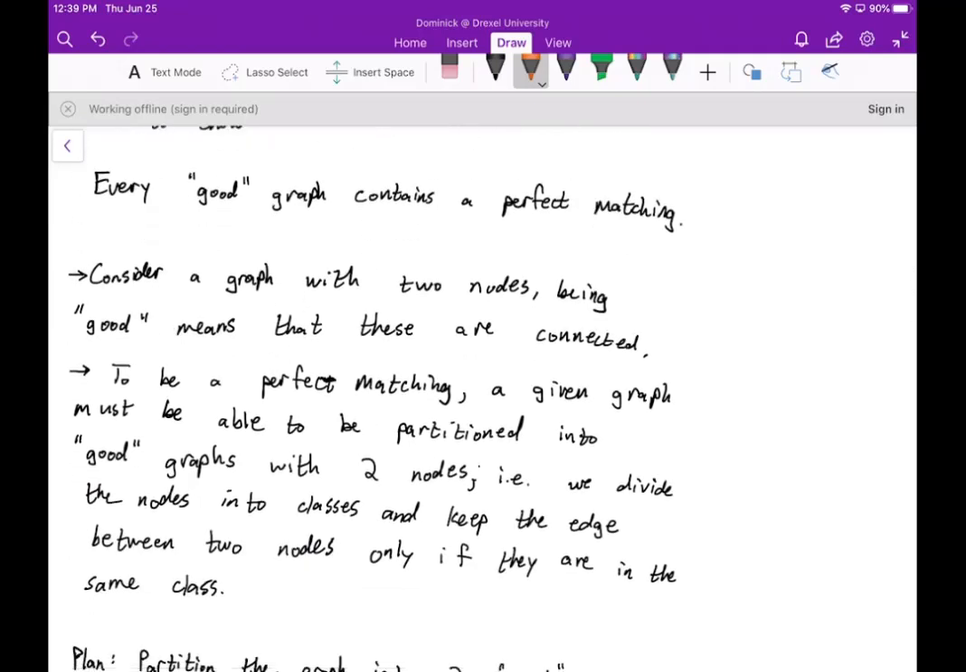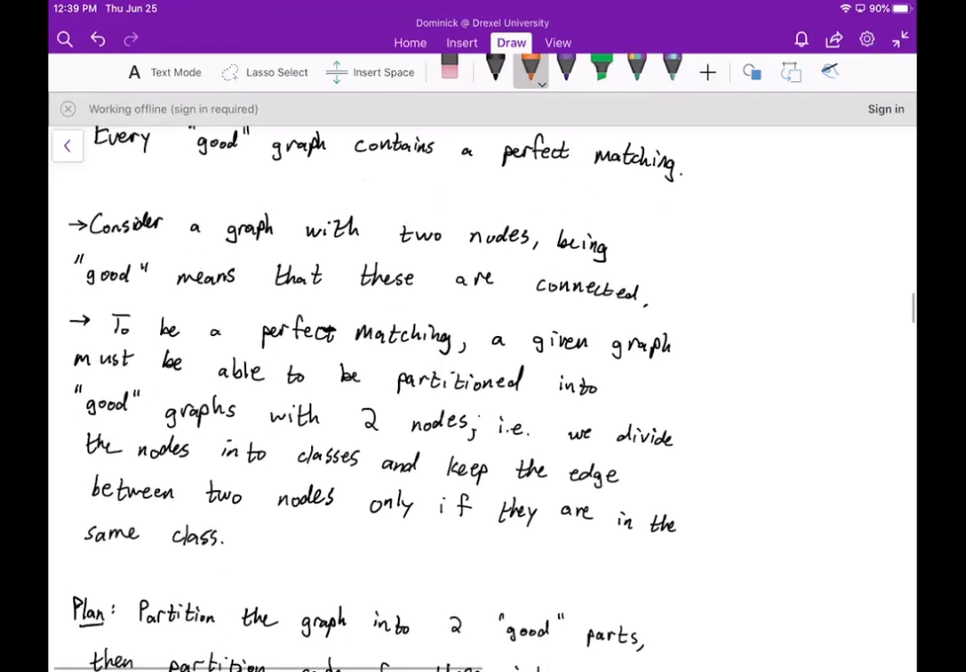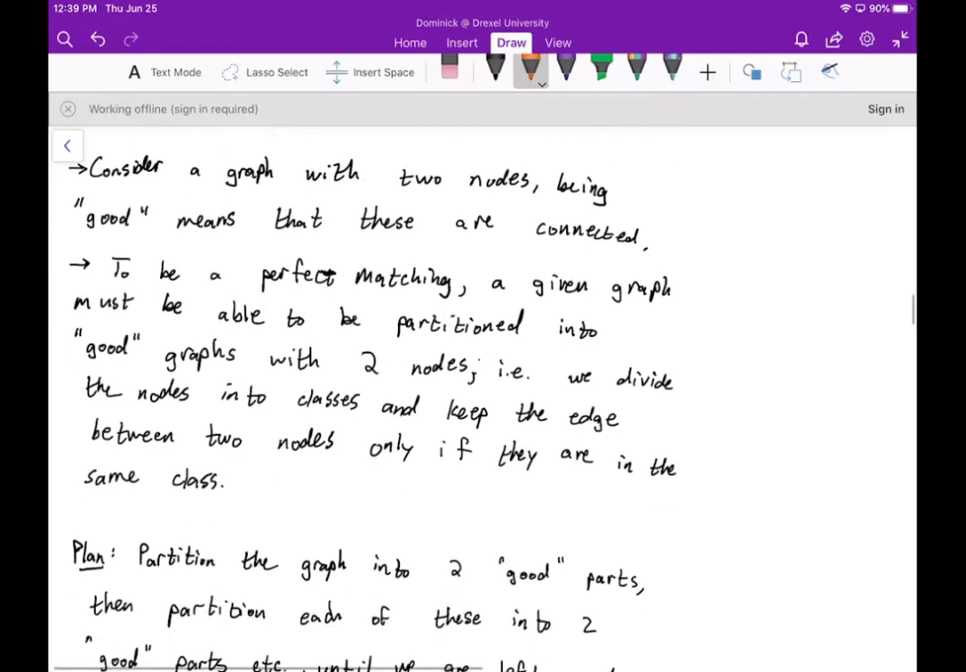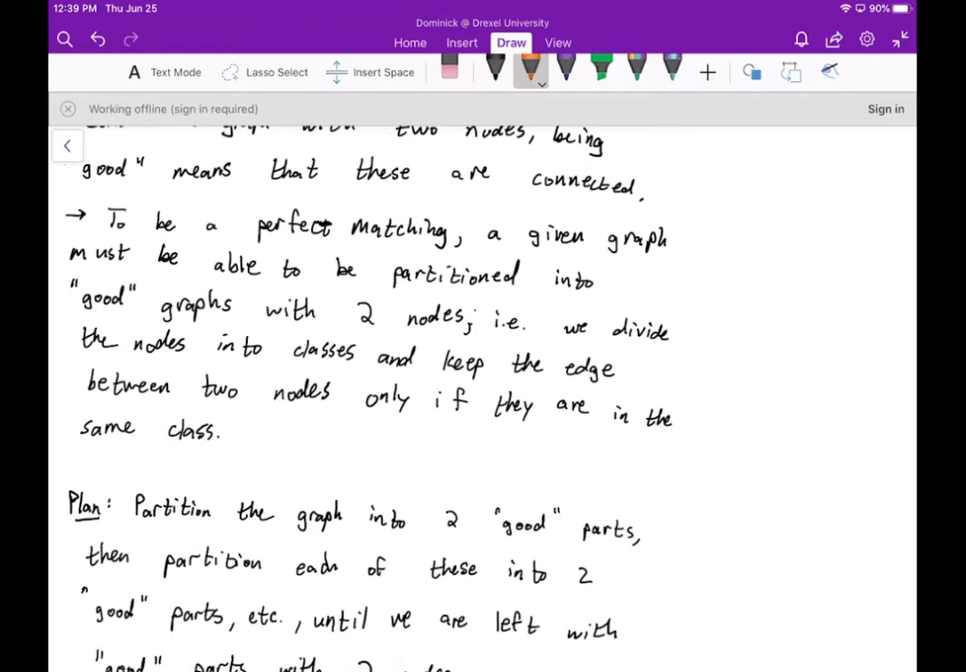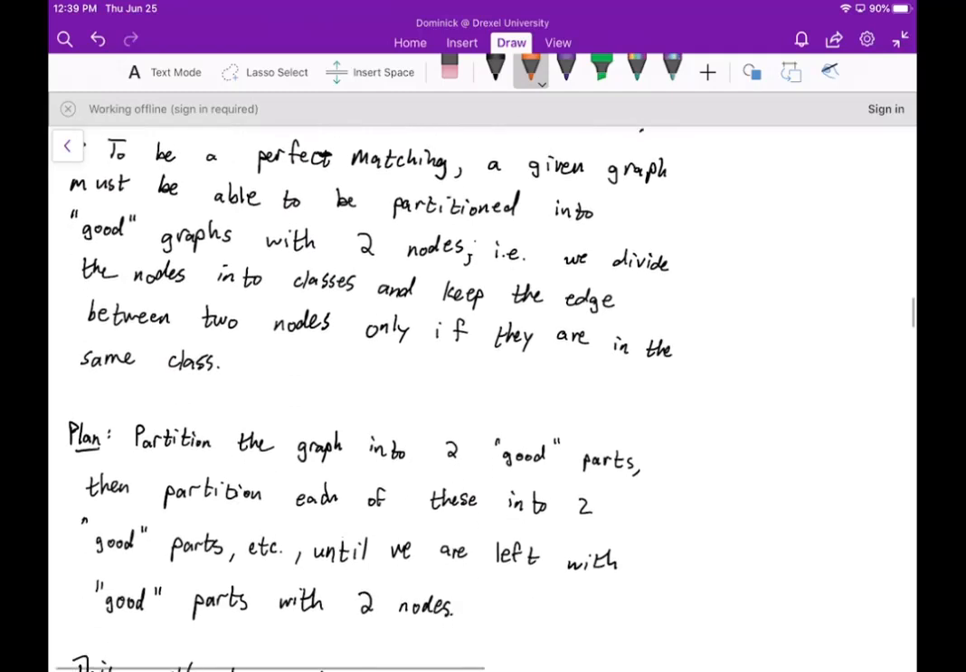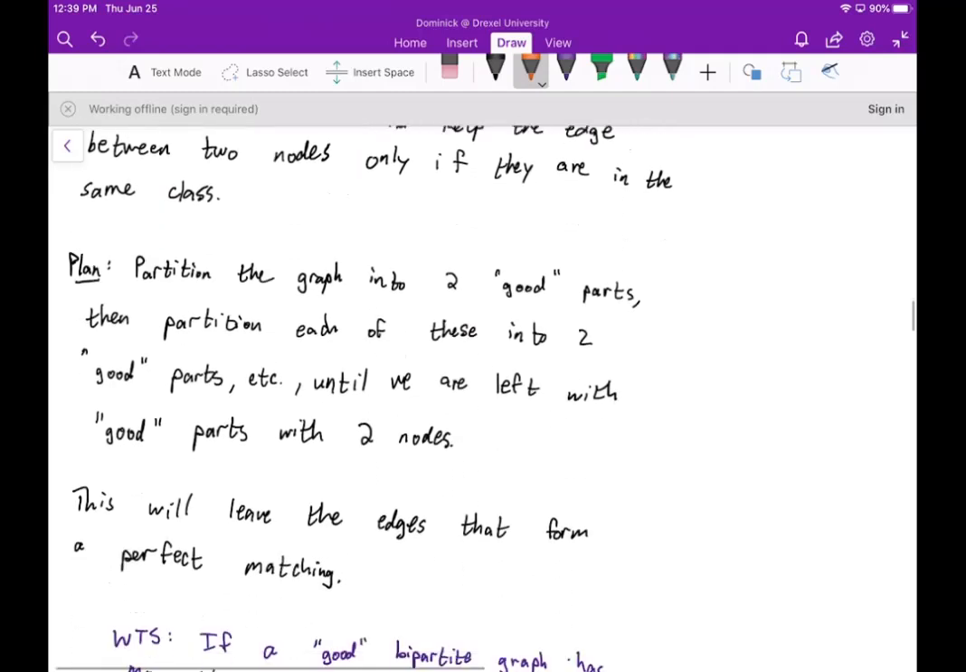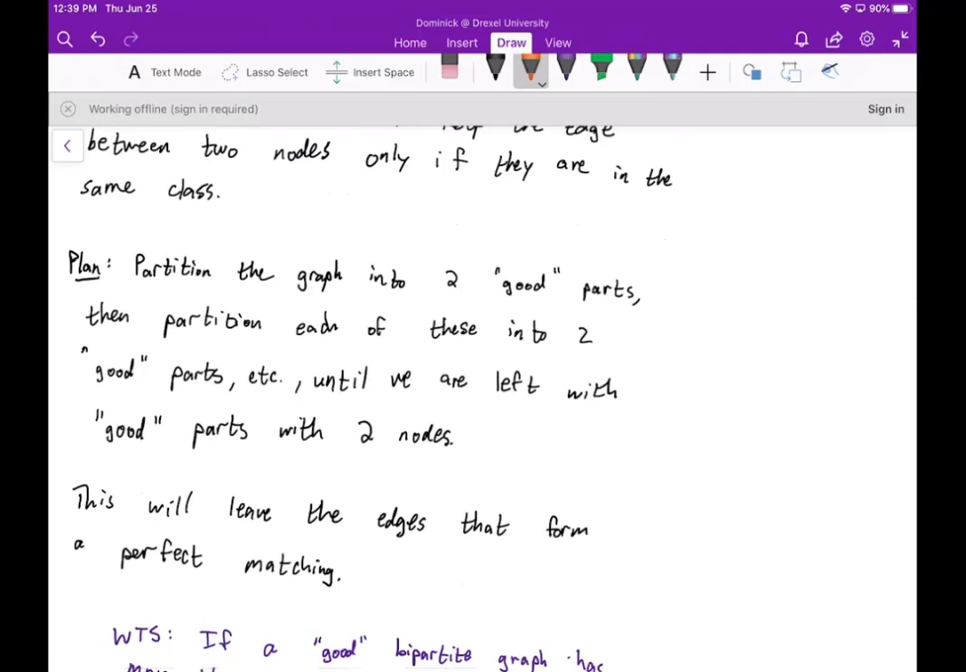So we're going to consider a graph with just 2 nodes. Being good means that these are connected, okay? Now, to be a perfect matching, a given graph must be able to be partitioned into good graphs with 2 nodes. So we want to divide the nodes into classes and keep the edge between 2 nodes only if they are in the same class. So our plan is to partition the graph into 2 good parts, then partition each of these into 2 good parts, and keep repeating this until we are left with just a bunch of good parts with 2 nodes.